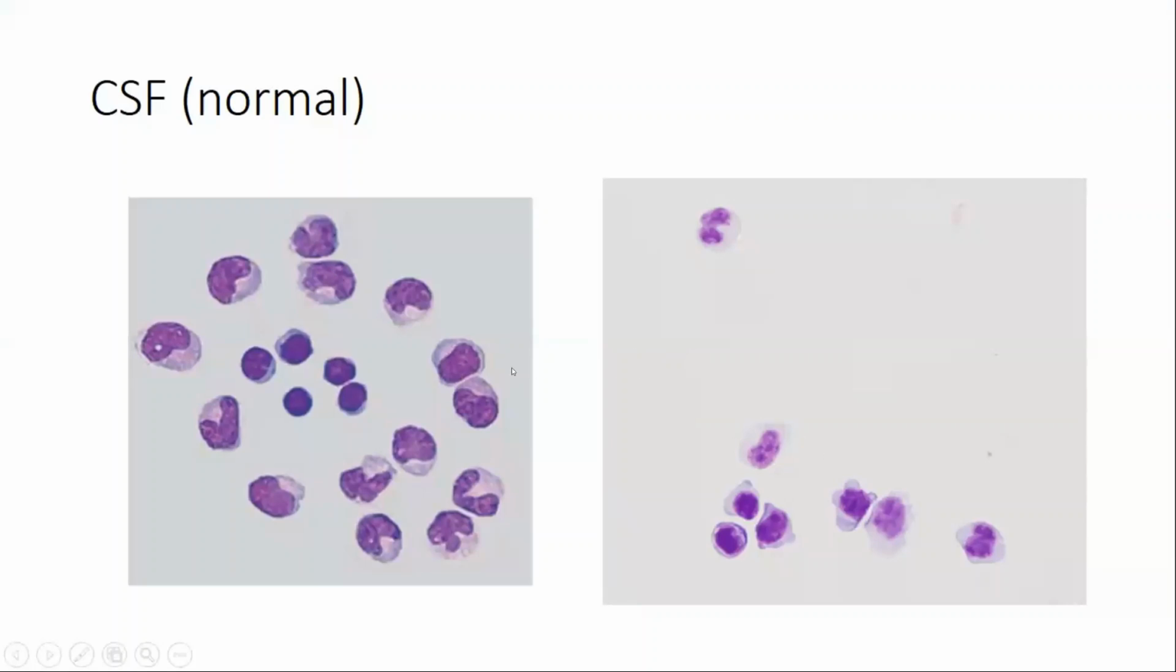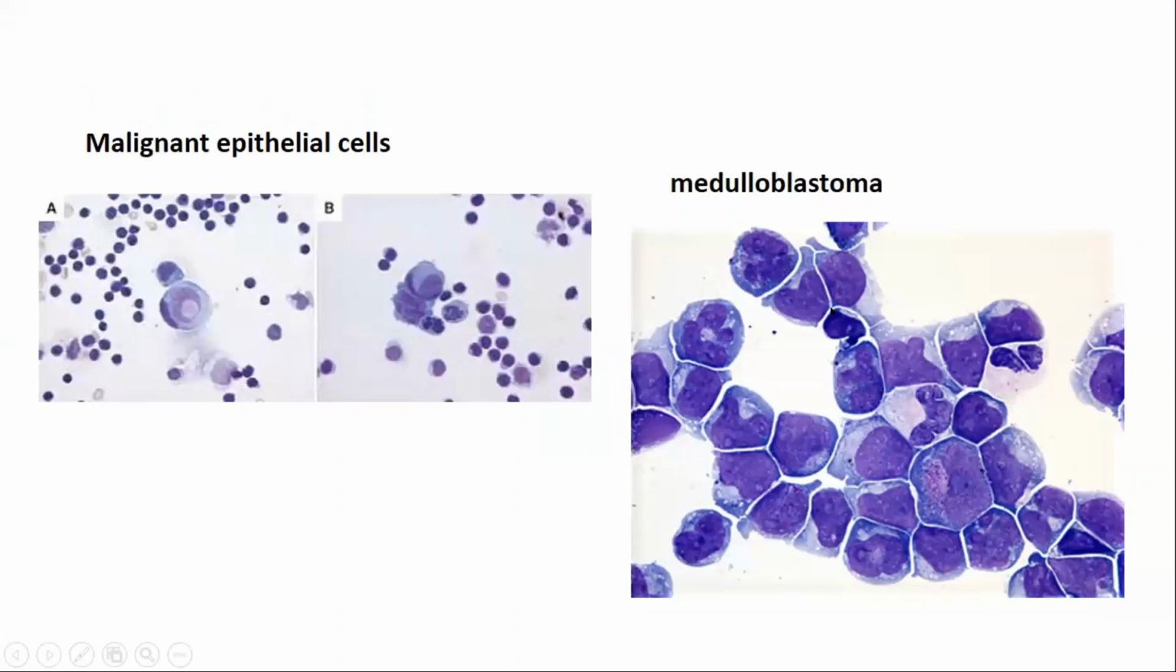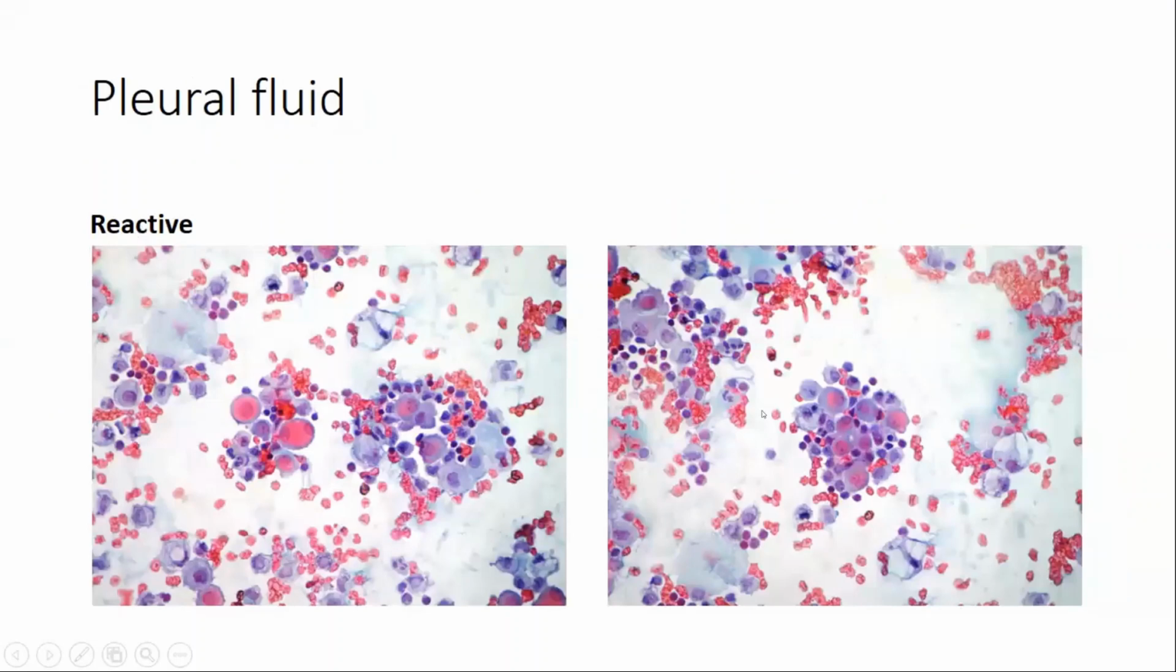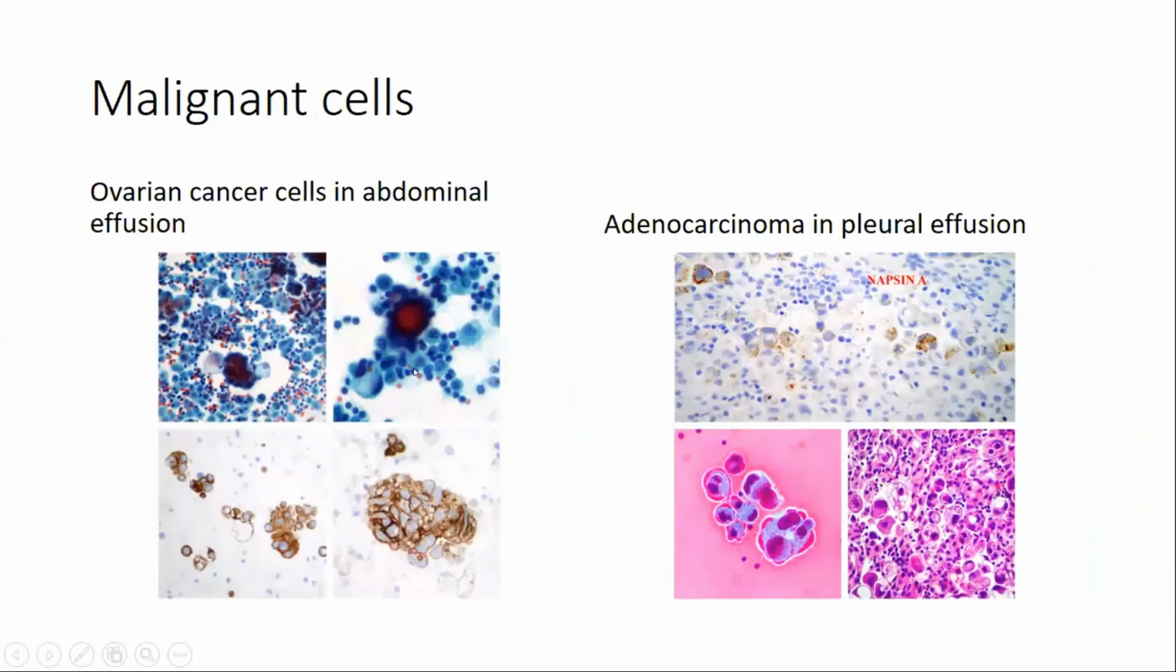Normally this is what the normal constituents look like. This is all abnormal cells in the fluid. In the pleural fluid, this is reactive. These are the reactive mesothelial cells. These are the malignant cells that we can see if they are present in the fluid.